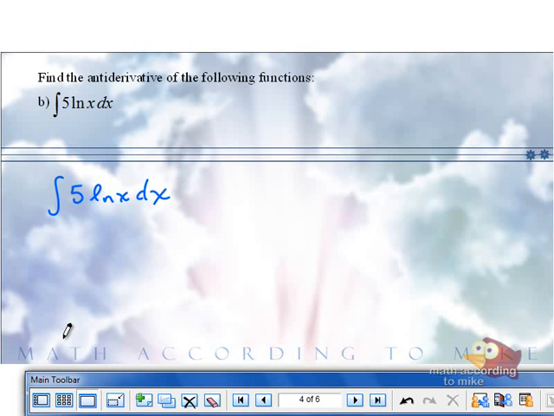Now, as far as the 5 is concerned, yeah, we can pull that 5 in front of the integral, but we can put it with our u as well. So we're going to pick u to be the 5 natural log of x. And so what's left over for dv? dx. So let's make our chart.